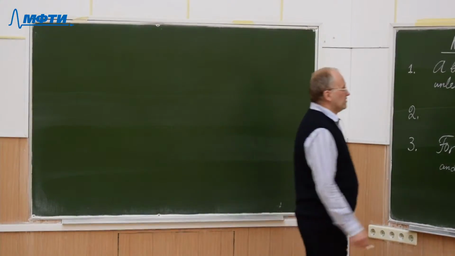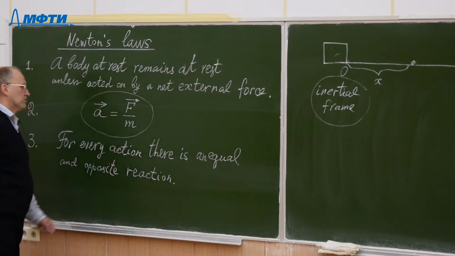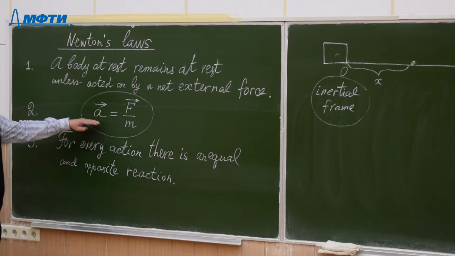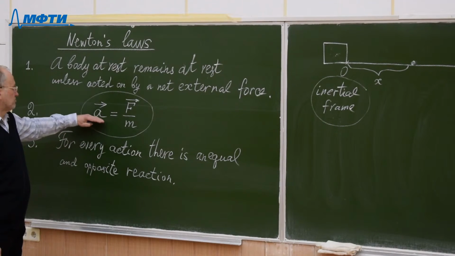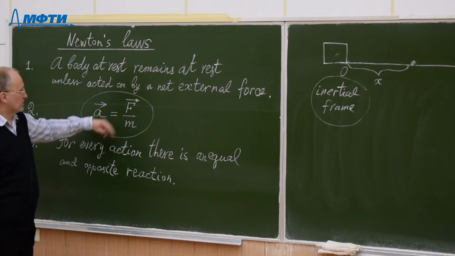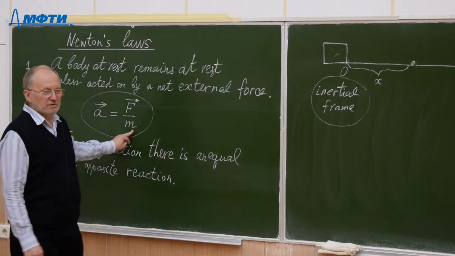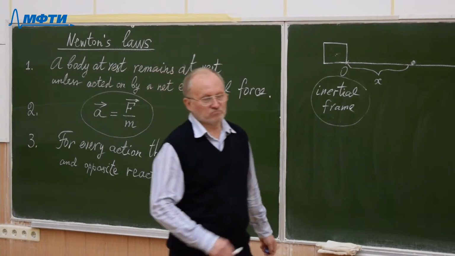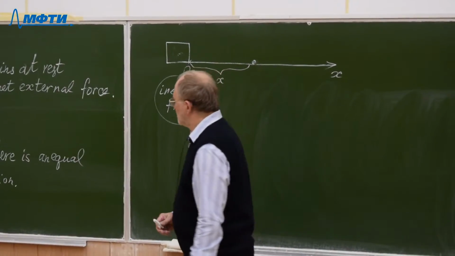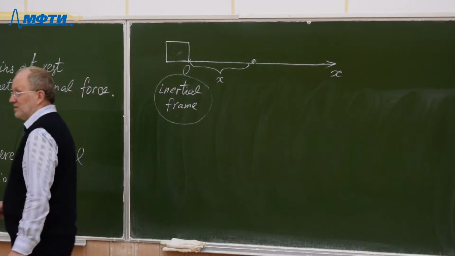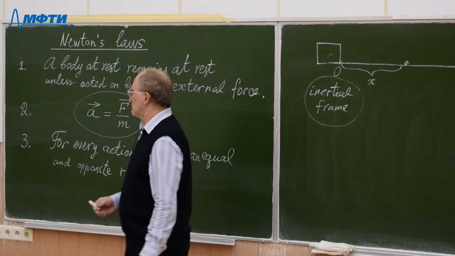The second Newton's law is well known to all graduates from secondary school. An acceleration of a body is proportional to a net force, directly proportional, and inversely proportional to the mass of this body. What is the net force? The net force is the vector sum of all forces acting on a body.